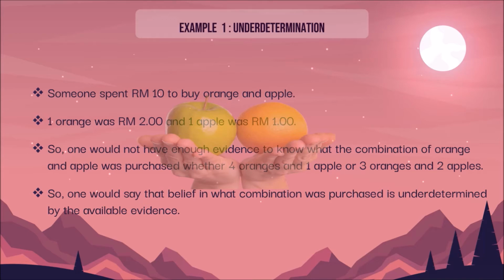Okay, let me explain again. If all I know is that you spent 10 ringgit on apples and oranges, and that an apple costs 1 ringgit, while an orange costs 2 ringgit, then I know that you did not buy 6 oranges, but I do not know whether you bought 1 orange and 8 apples, 2 oranges and 6 apples, and so on. A simple scientific example can be found in the rationale behind the sensible methodological adage that correlation does not imply causation.